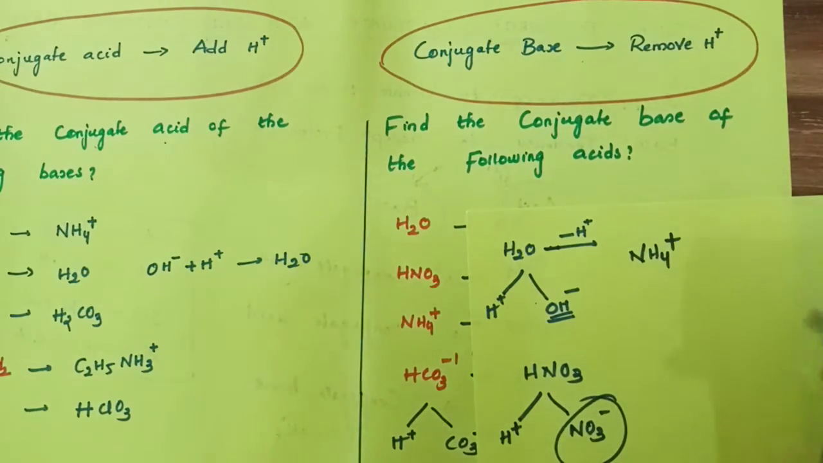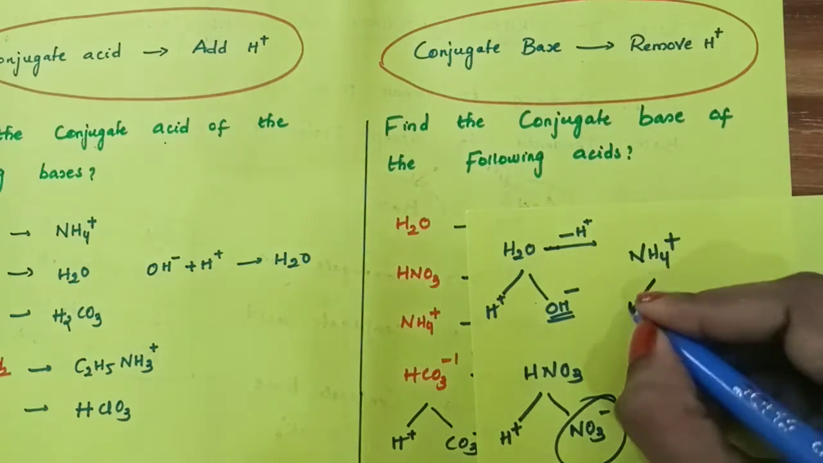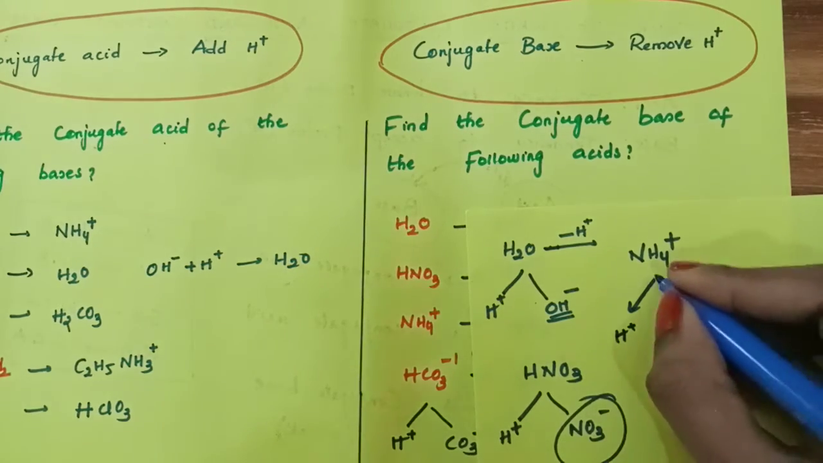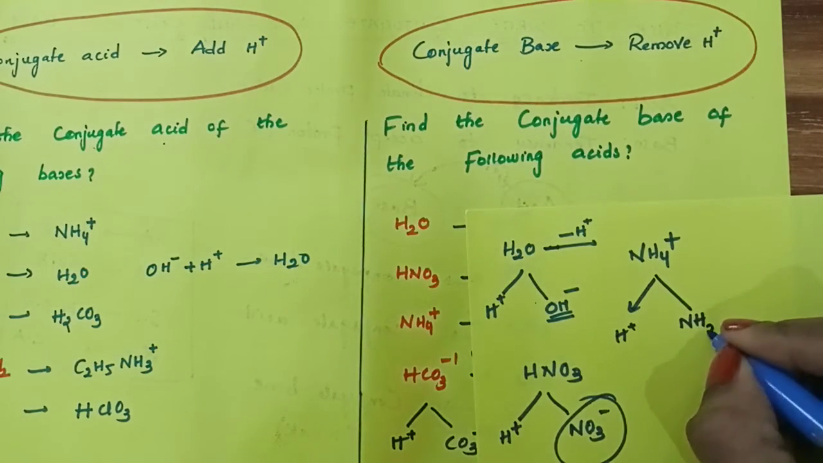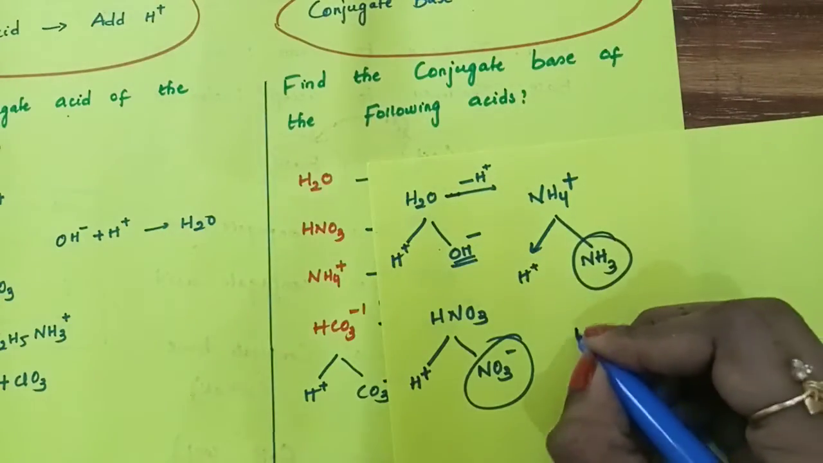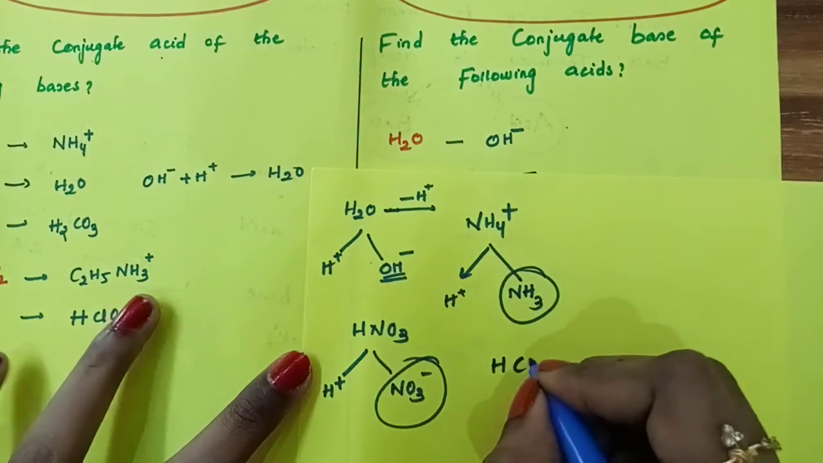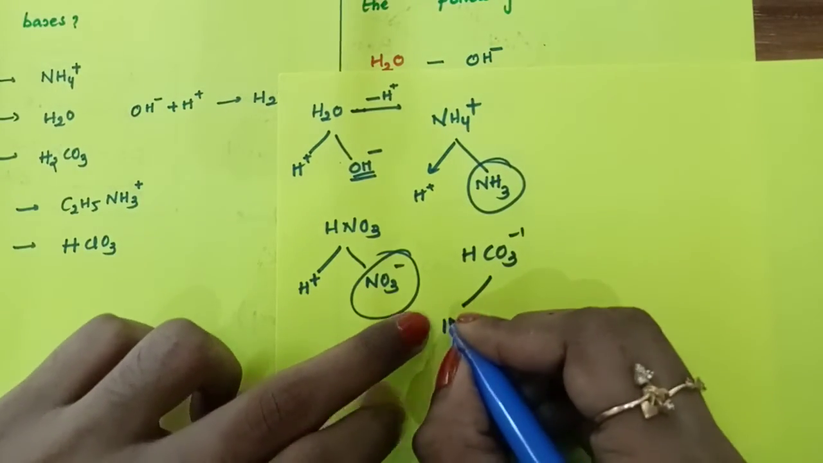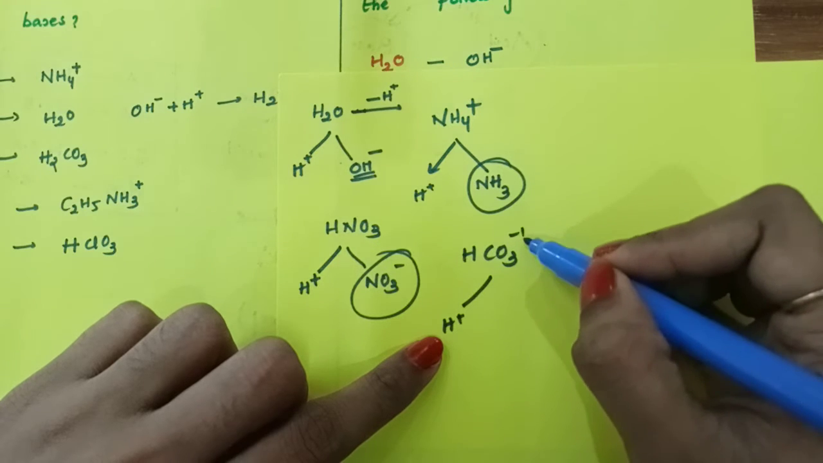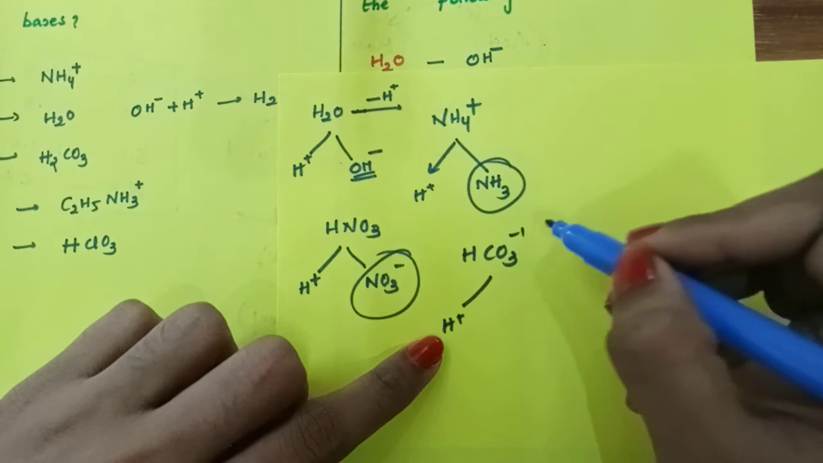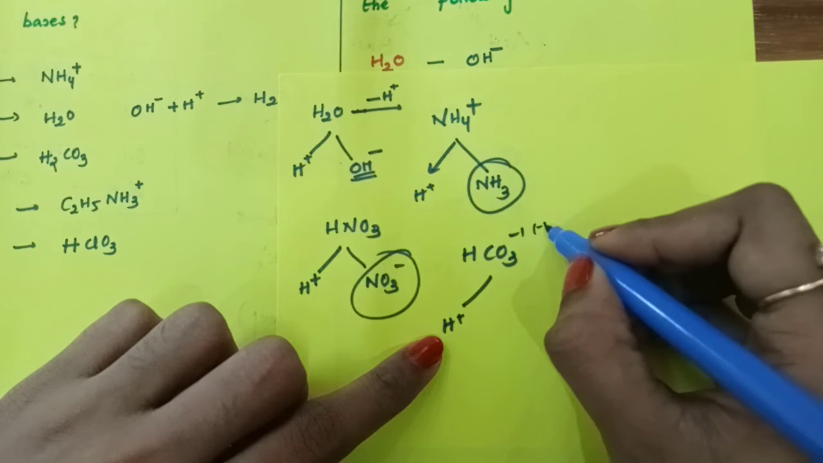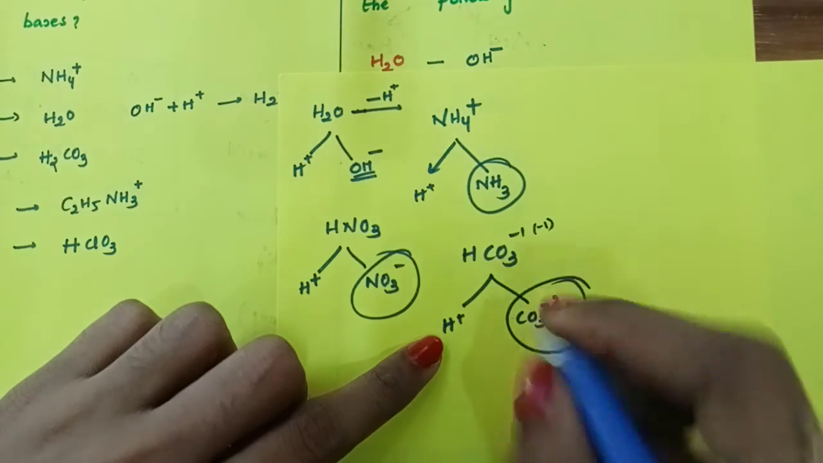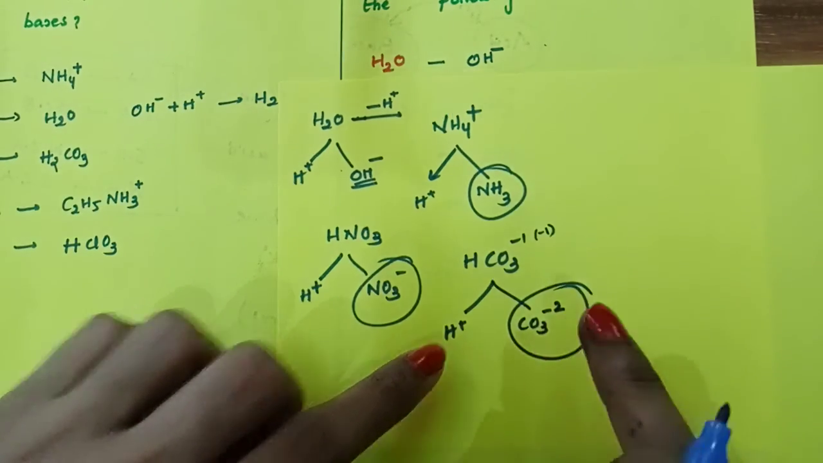If you remove an H plus ion from NH4 plus, your conjugate base will be ammonia. If you remove H plus from HCO3 minus, which already has a minus 1 charge, you get CO3 with minus 1 charge. Again, if it dissociates another H plus, you get CO3 minus 2. So CO3 minus 2 is your conjugate base.